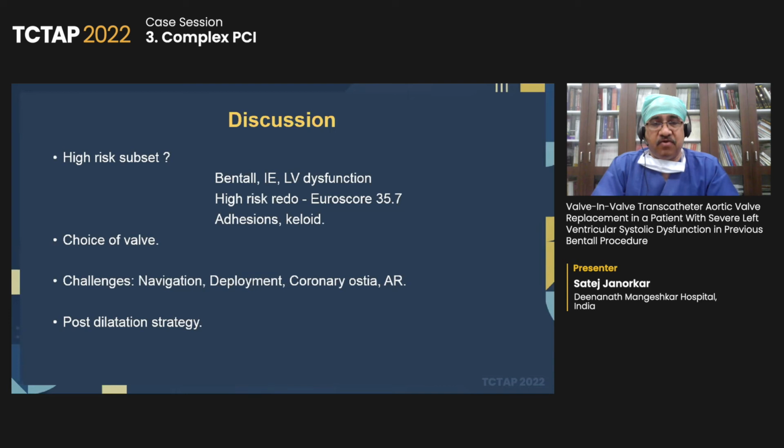And obviously there were adhesions inside, and the patient had a huge keloid on the chest. So the surgeon declined, and the patient also did not want a surgical procedure again. So he was in search of TAVR.